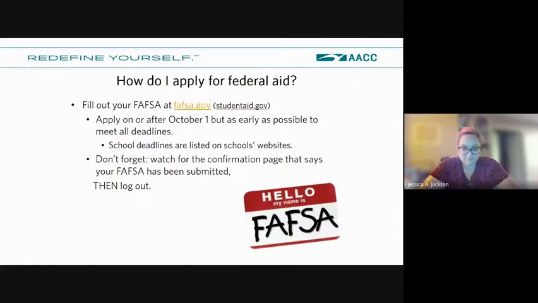Okay, so to apply for federal financial aid, you would need to do the FAFSA. It's the Free Application for Federal Student Aid, and you can do that at fafsa.gov or studentaid.gov. The studentaid.gov website is the overall website for everything involving federal aid and federal applications. But if you type in fafsa.gov, it'll take you directly to the login pages to actually log into the FAFSA itself.